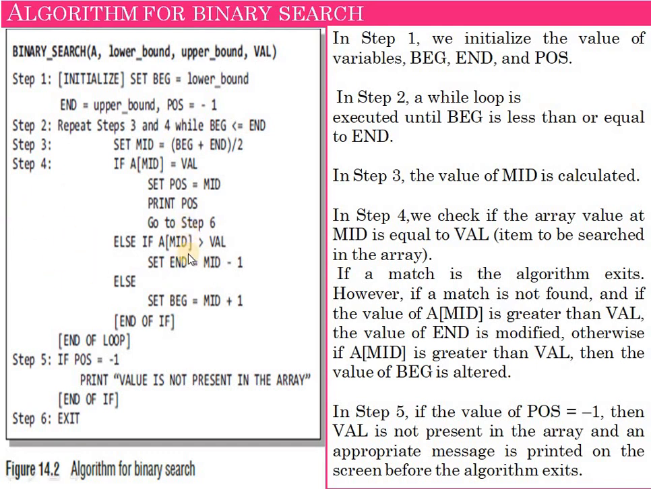Okay, else if the element is not less than A of mid, then of course it will be greater than A of mid. So we have to check the right side. In that case our upper bound is still the last, the end, but our beg, that is beginning, is mid plus 1. We have to check the right side list.